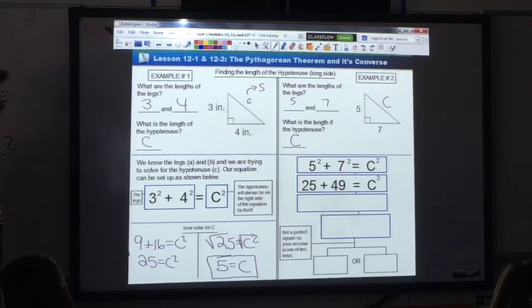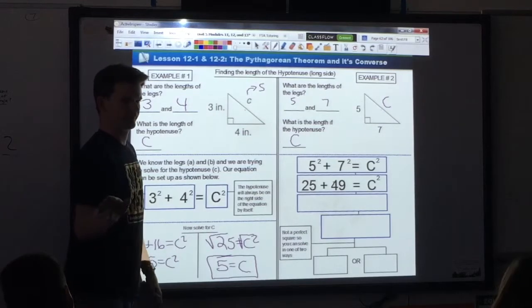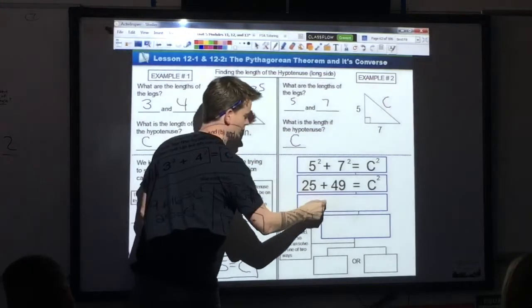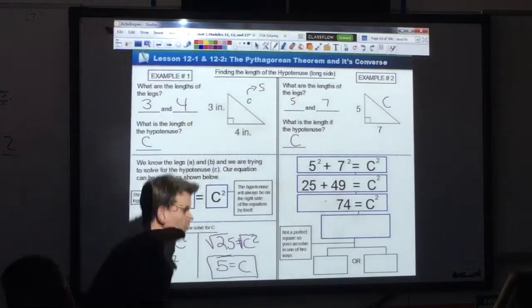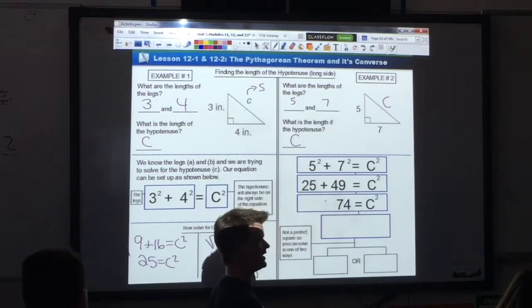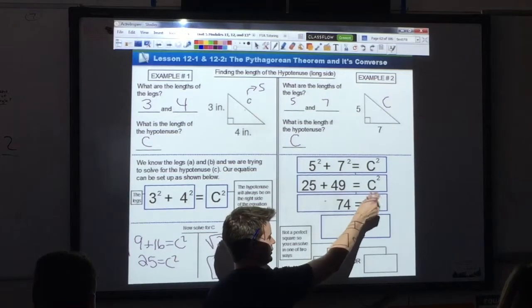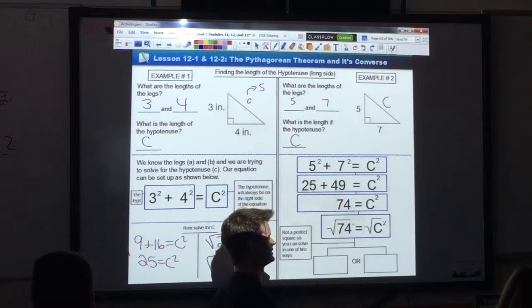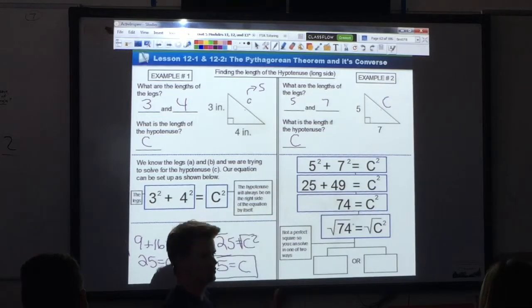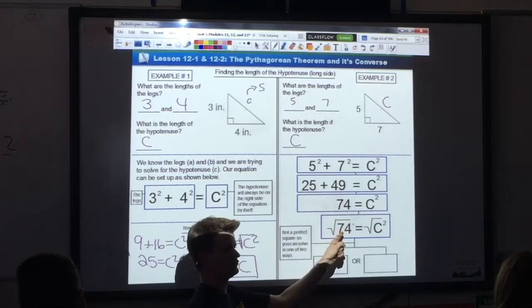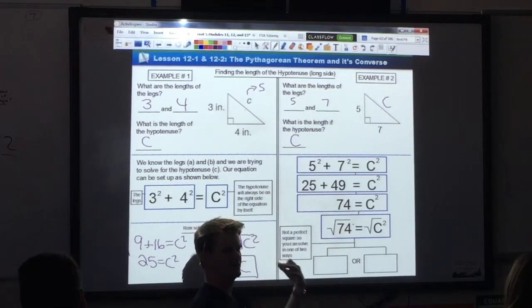We squared them. Now, what do I have to do? We add them together. 25 plus 49 gives me 74. 74 equals c squared. The last part is we have to take the square root. We need to get rid of this exponent. We want it to drop off. So I'll take the square root of both sides. Let me ask you a question though. Looking at this, is this number going to be rational or irrational? Irrational. It is not a perfect square.